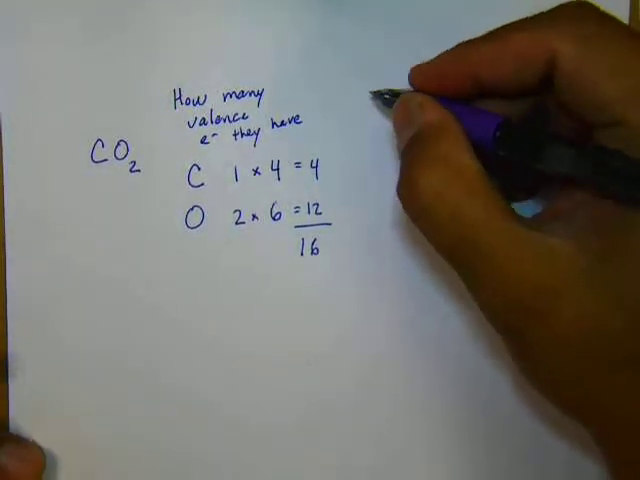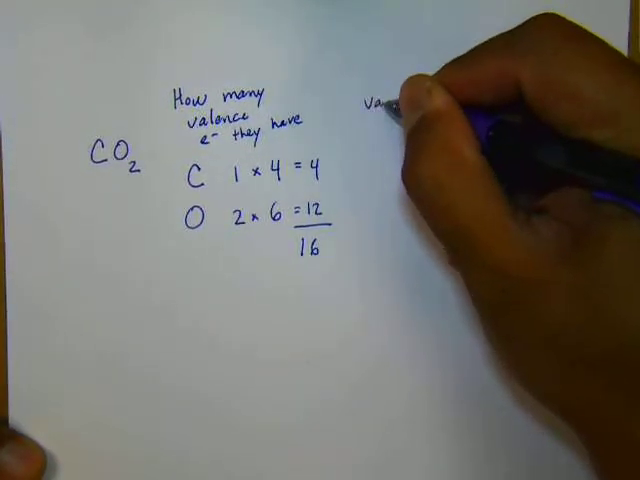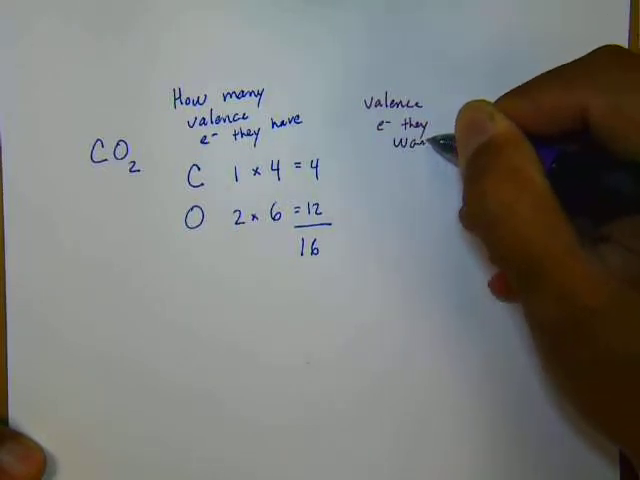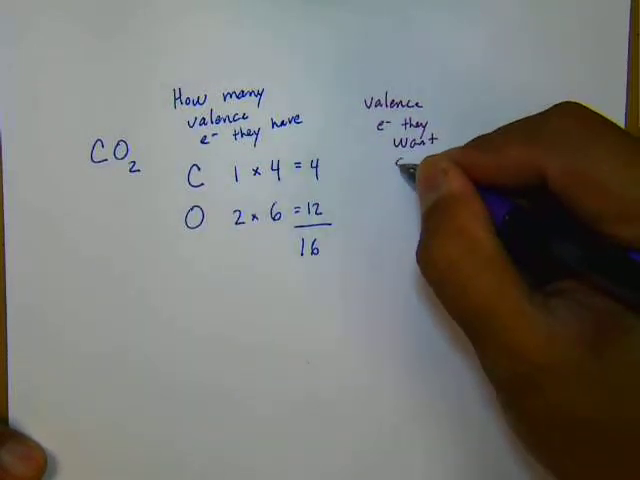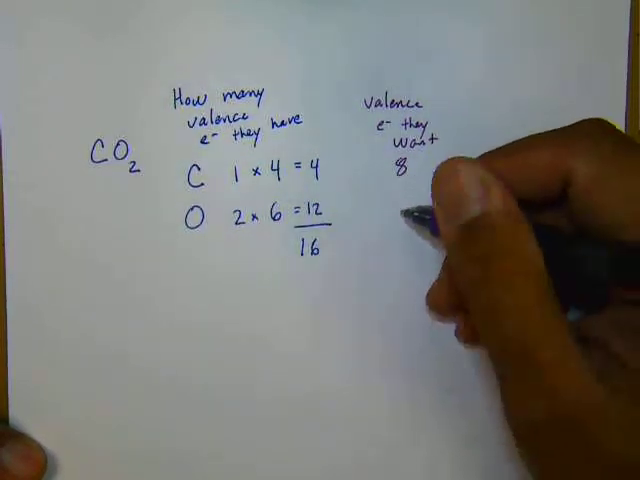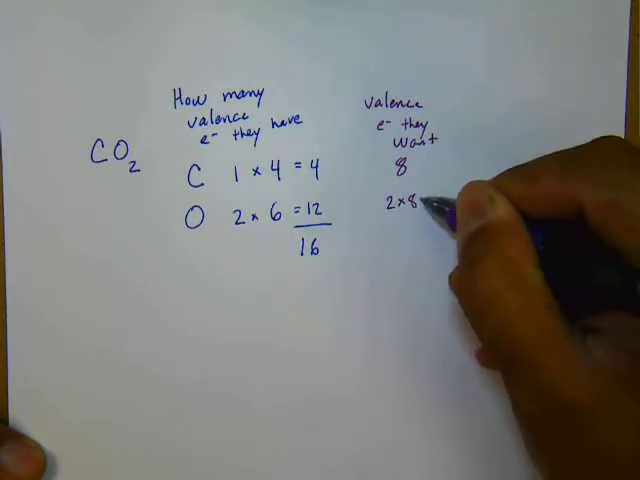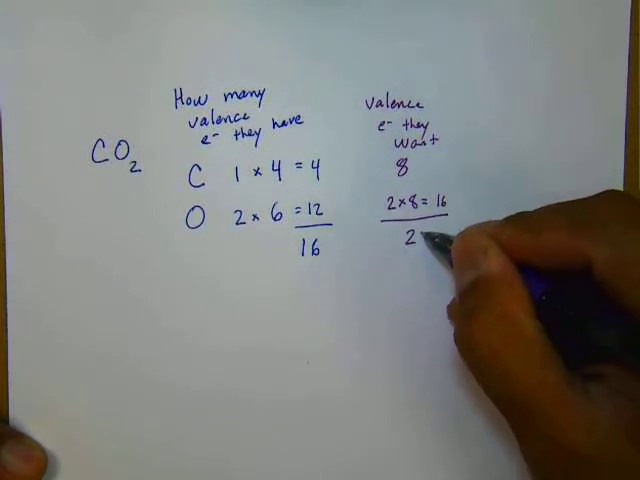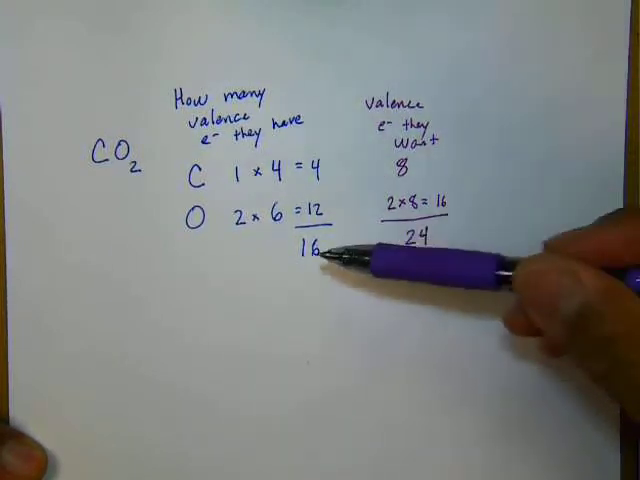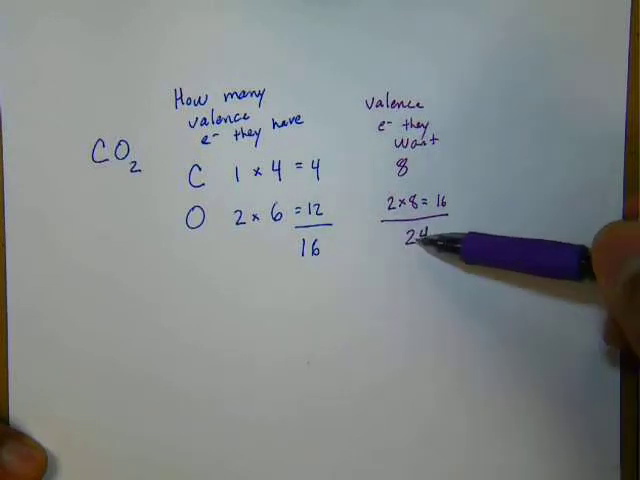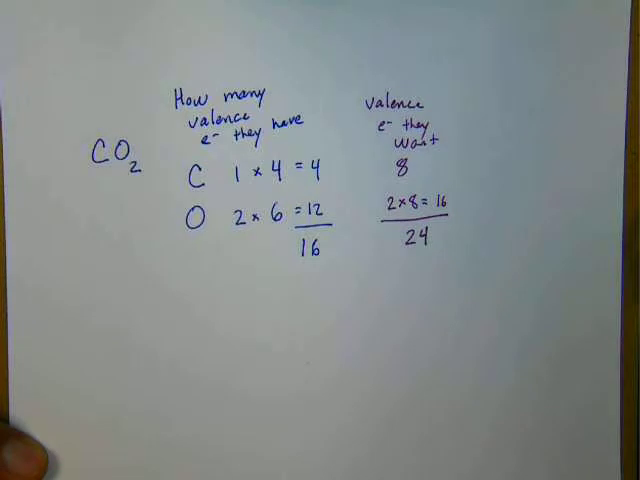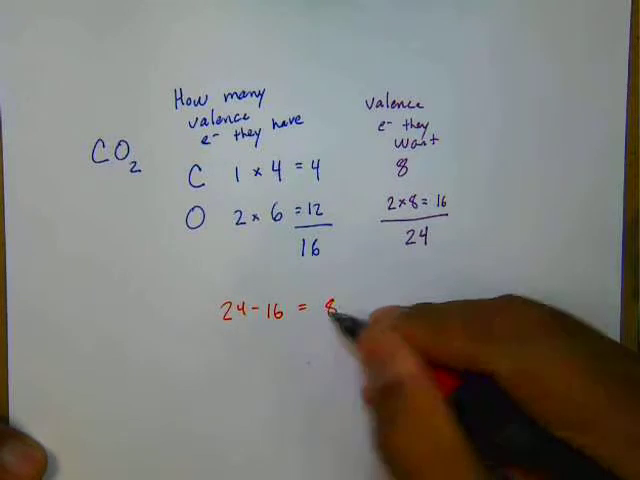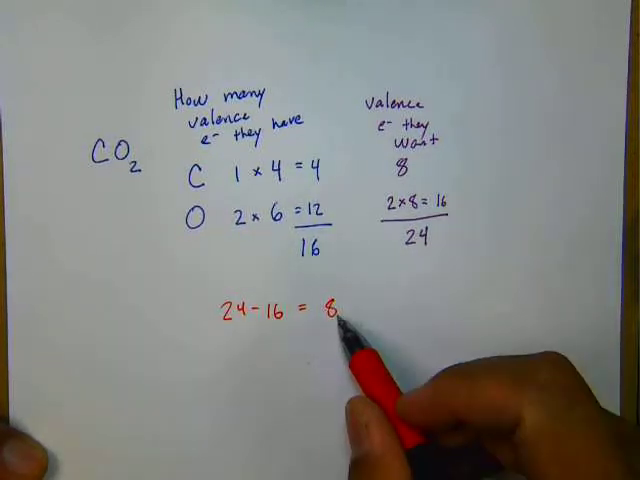Now, how many valence electrons do they want? So carbon only wants 8. Oxygen wants 8 each. So 2 times 8, 16. So 16 plus 8 is 24. Now, since they only have 16 and they want 24, you can tell they're short. So we can subtract 24 minus 16 to figure out that they need 8 electrons. So this is how many electrons they don't have.